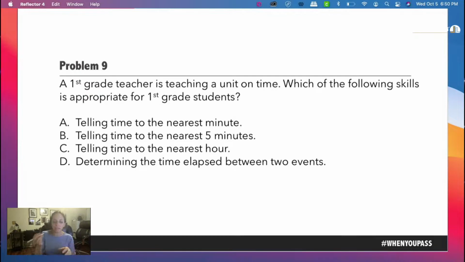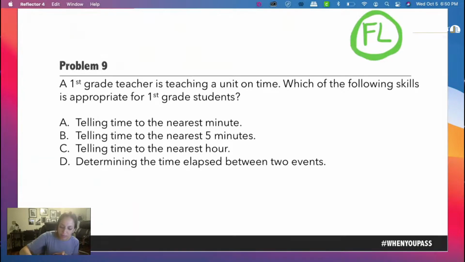So in the state of Florida, and I'm going to write Florida up here really big because I know the Florida standards like the back of my hand, I'm going to answer this question from the perspective of the state of Florida. I think it's very similar across the United States because the set of standards we had before were adopted from Common Core. And so a lot of states have similar standards. But first grade students should be able to tell time to the nearest hour.